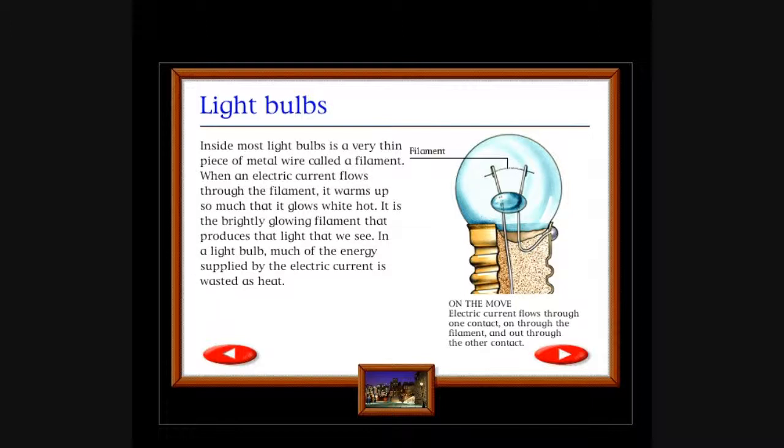Inside most light bulbs is a very thin piece of metal wire called a filament. When an electric current flows through the filament, it warms up so much that it glows white hot. It is the brightly glowing filament that produces the light that we see. In a light bulb, much of the energy supplied by the electric current is wasted as heat. Electric current flows through one contact, on through the filament and out through the other contact. And if you've seen a bulb that's gone out, you'll see the little filament become a little dangly thing.